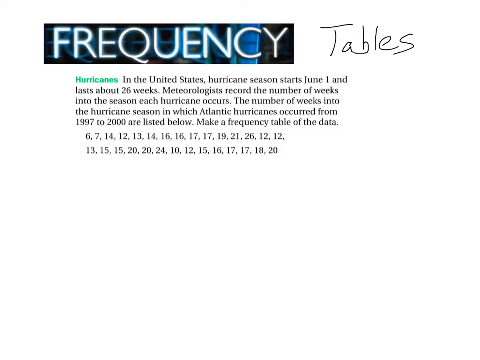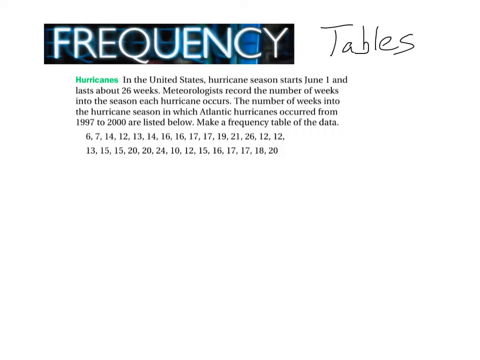Now the number of weeks into the hurricane season in which the Atlantic hurricanes occurred from 1997 to 2000 are listed here. So this is data not just of 1 year, but 97, 98, 99, and 2000. So 4 different years. 6 weeks into the hurricane season, somewhere between 1997 and 2000, a hurricane occurred. 7 weeks in, a hurricane occurred. 16 weeks in, again, another hurricane occurred. Okay, 2 hurricanes occurred 17 weeks into the season down there. Oh, but then we have some more 17s down there.